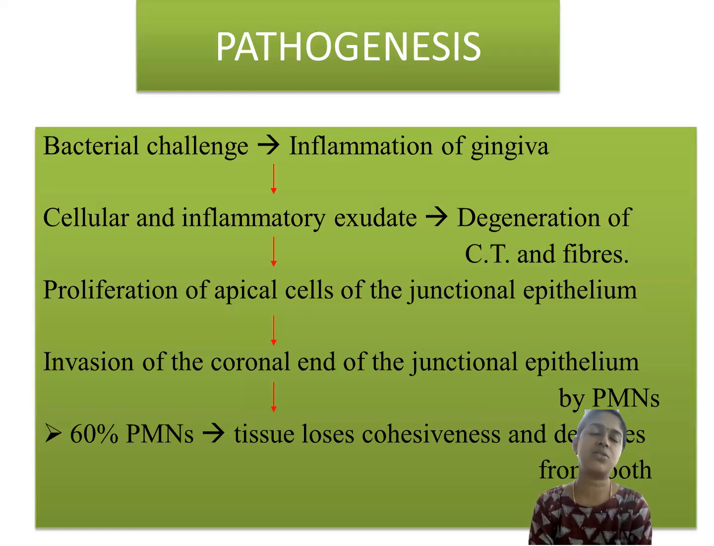So what is the pathogenesis, or how does a pocket form? Various theories have been put forward on the pathogenesis of pocket formation, but the basic mechanism is that when there is a bacterial challenge, the gingiva inflames. There will be inflammatory cellular exudation into the gingival tissue, which causes degeneration of the connective tissue and fibers, and proliferation of the junctional epithelial cells. There is invasion of the junctional epithelial cells by the PMNs, that is, polymorphonuclear leukocytes. More than 60% PMNs invade the junctional epithelium. The junctional epithelium loses its cohesiveness and detaches from the tooth surface.